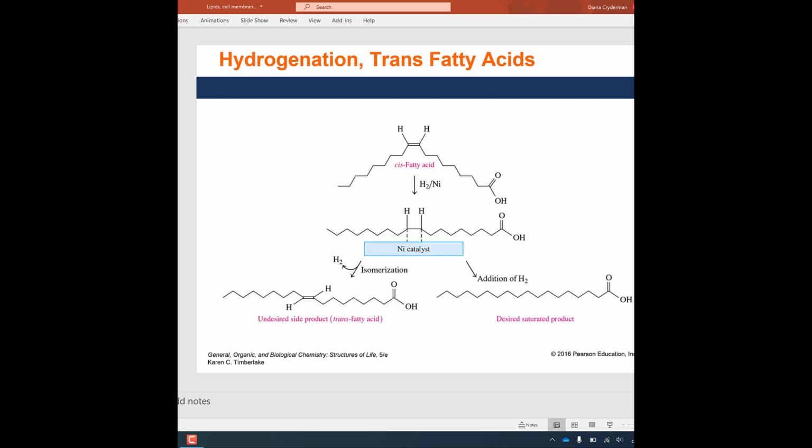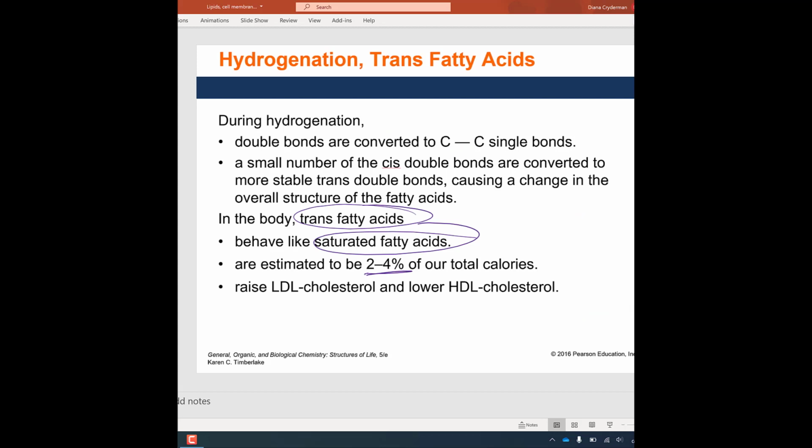And so here's an example. So here's our cis fatty acid. And here is this kind of commercial hydrogenation idea. And so some of it can be going all the way through to the saturated product. And some of it goes through what looks like a trans fatty acid. And so that's what we're looking at here, 2 to 4% of our total calories in this trans fatty acid.